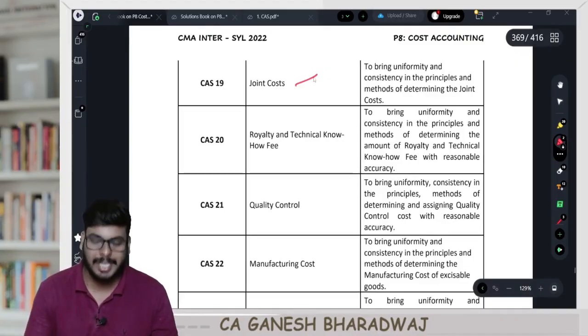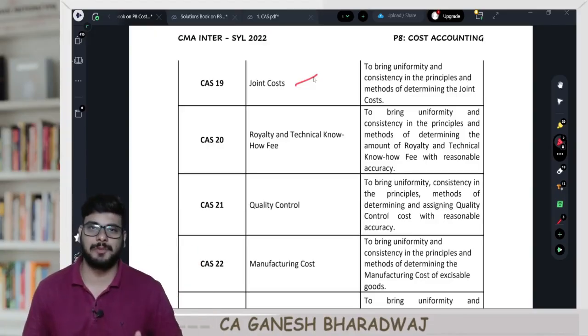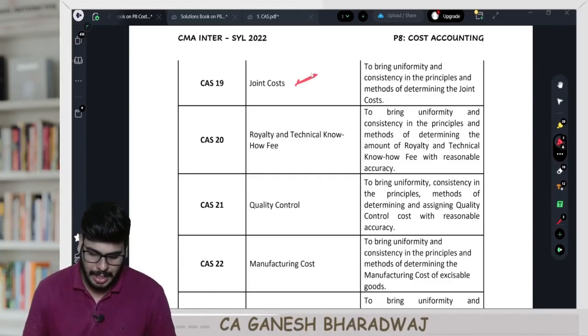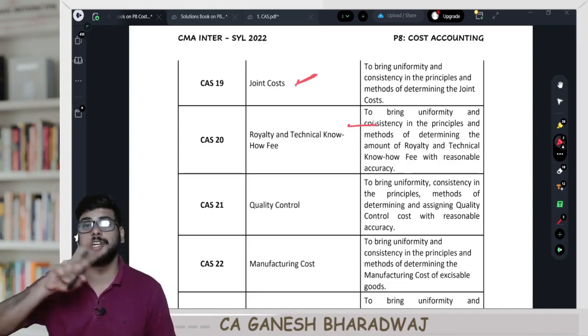Next, CAS number 19, joint cost. Joint cost, we've seen, it's basically your joint and byproducts, a common cost incurred up to the split off point. That's called a joint cost. The manner of apportionment, there are several methods, physical units method and many others. These are all prescribed under CAS number 19. Then CAS number 20, royalty and technical know-how. I gave you two examples: one is your Maruti Suzuki, and the other one is your Rolls-Royce, right?